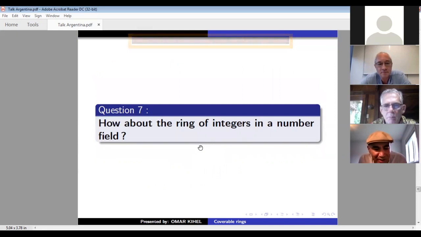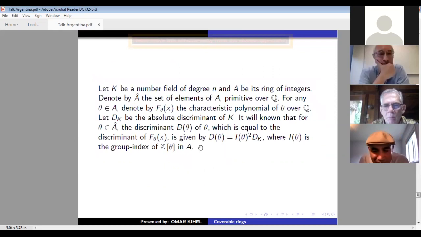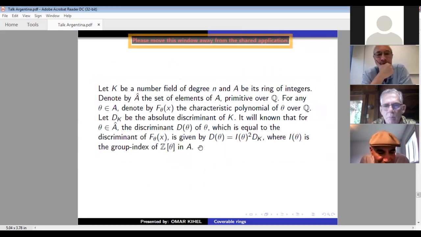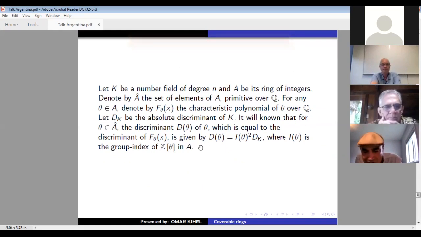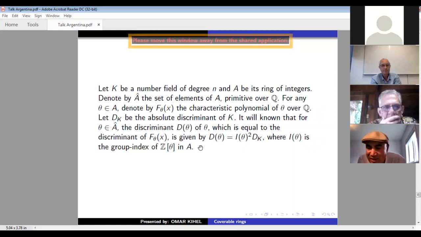How about rings of integers in a number field? Before this, let K be a number field of degree n, A its ring of integers, and A-hat the set of elements of A primitive over Q. Here you take theta in A-hat, and f_theta(x) is the characteristic polynomial. If theta is primitive, then this is just the minimal polynomial of theta over Q. And let d_K be the absolute discriminant of K.